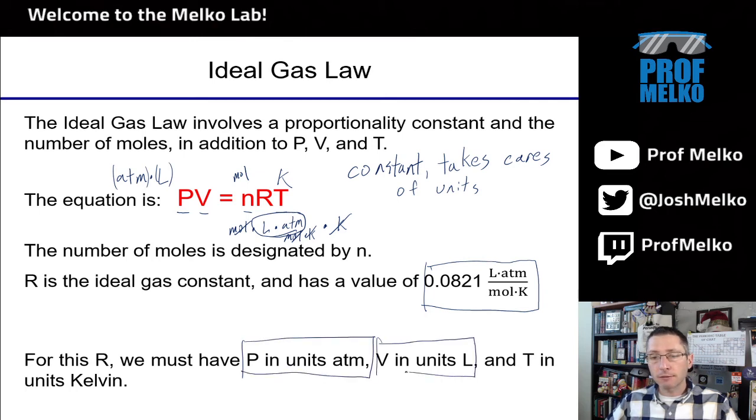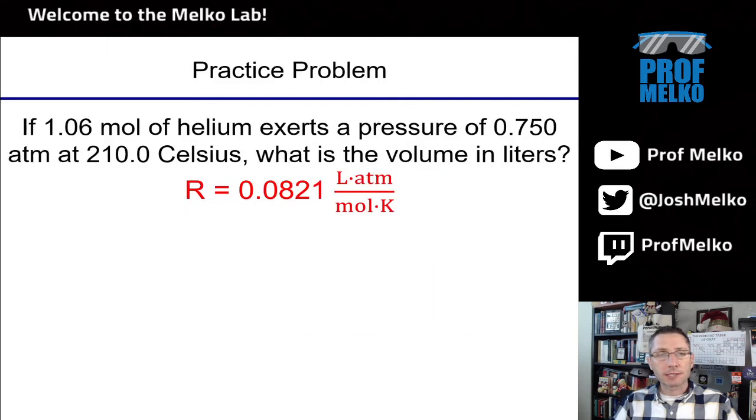This is different than, say, Charles' law or the combined gas law. Similar to those laws, though, temperature does have to be in Kelvin here, just like it always is. Okay, so there are some restrictions here. Be on the lookout: if your pressure is not given in atmospheres, convert it to atmospheres first. If your volume is given in milliliters, divide it by 1,000 to get to liters first, before plugging it into this formula. So let's take a look at a typical problem for the ideal gas law.